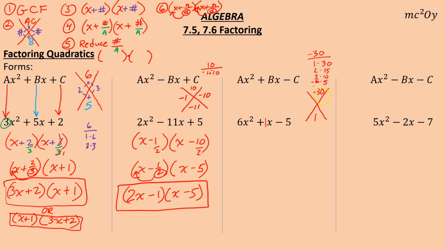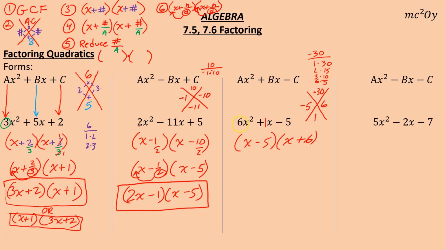Negative 5 times positive 6 gives me negative 30. So if I make 5 negative, I now have negative 30 and positive 1. Negative 5 plus 6 is 1. Negative 5 times 6 is negative 30. So where we've got it, we've got x minus 5, x plus 6.